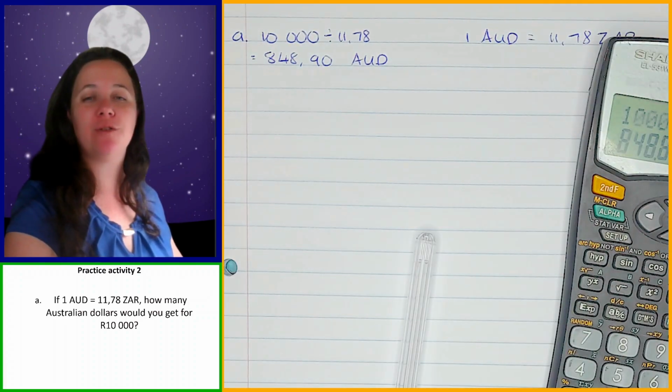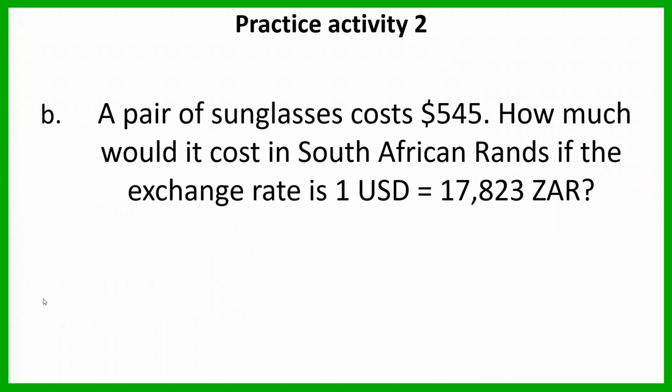Right, now let's go on to question B. A pair of sunglasses costs $545. How much would it cost in South African rands if the exchange rate is 1 USD equals 17.823 ZAR? I'm going to give you 30 seconds for this question as well.